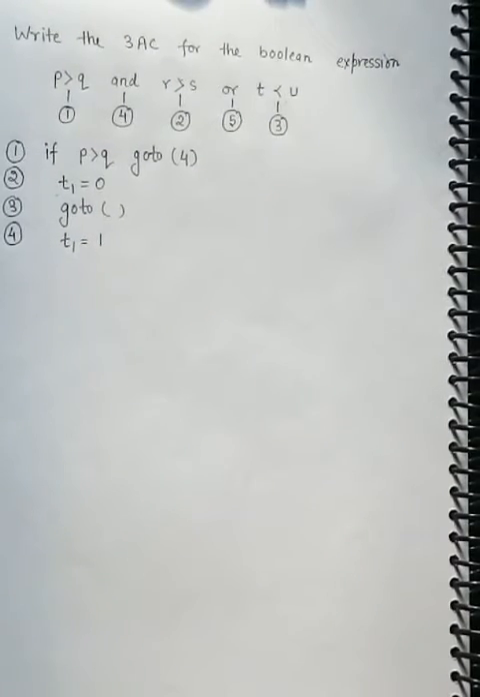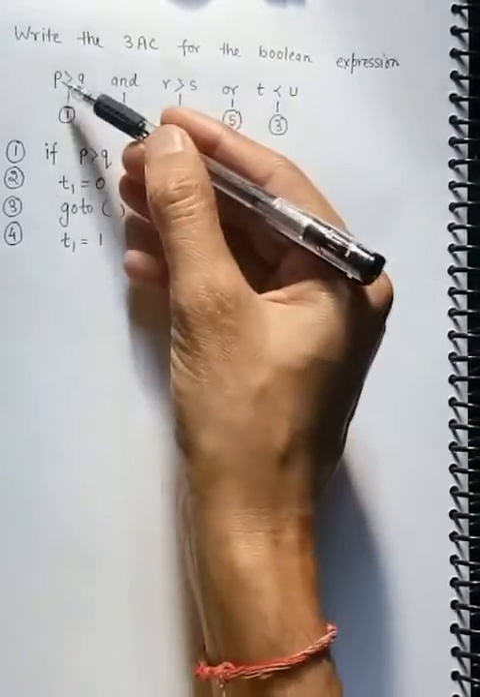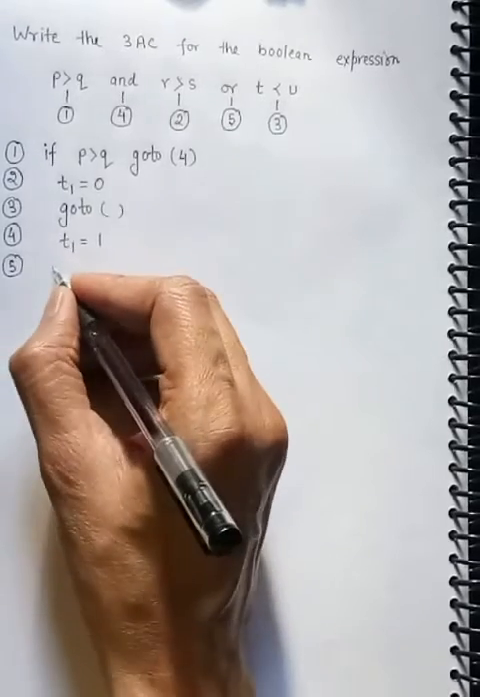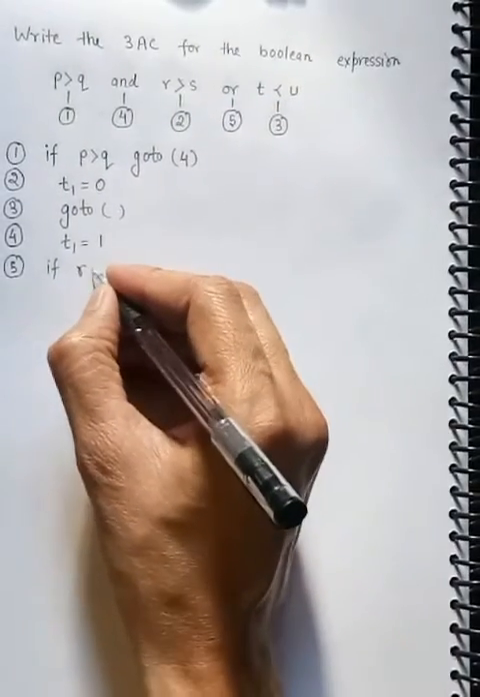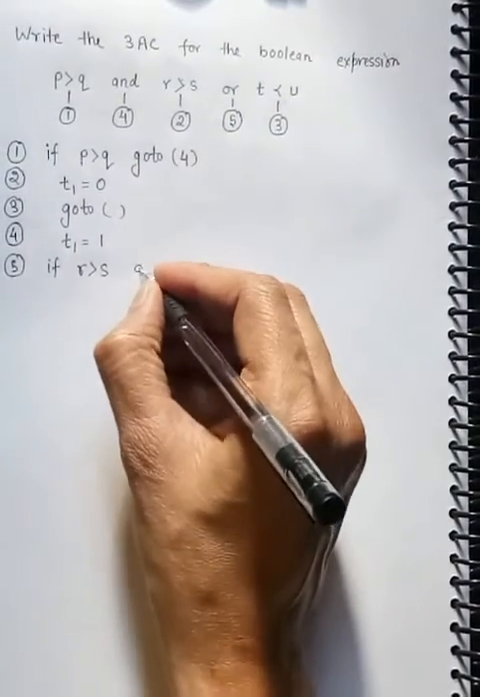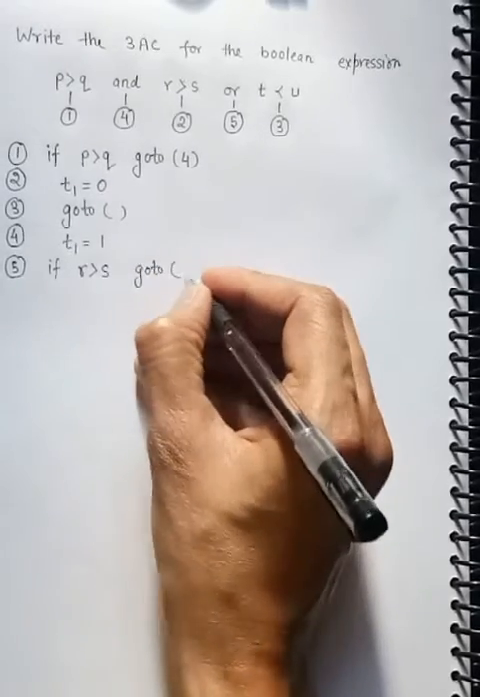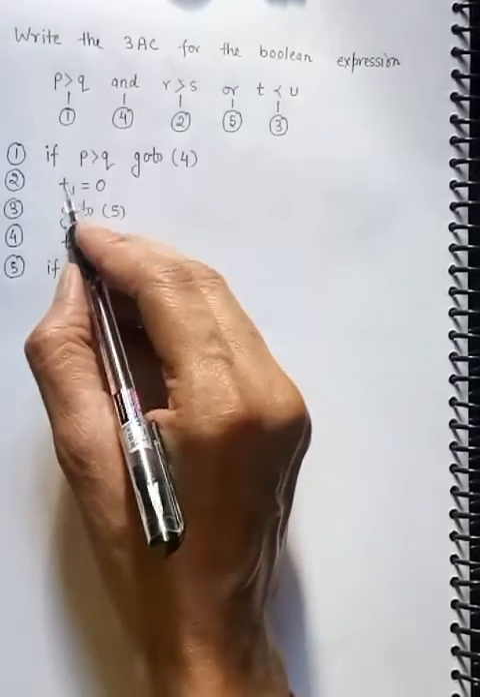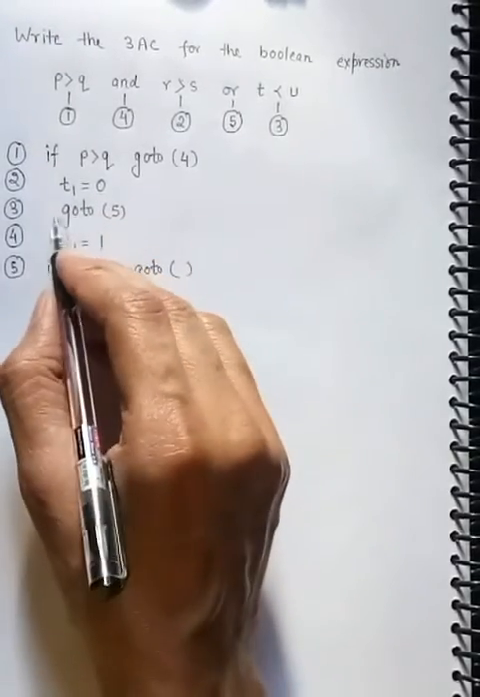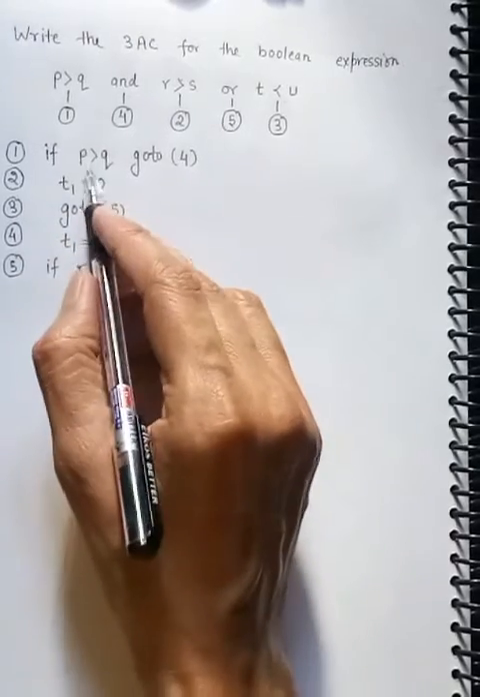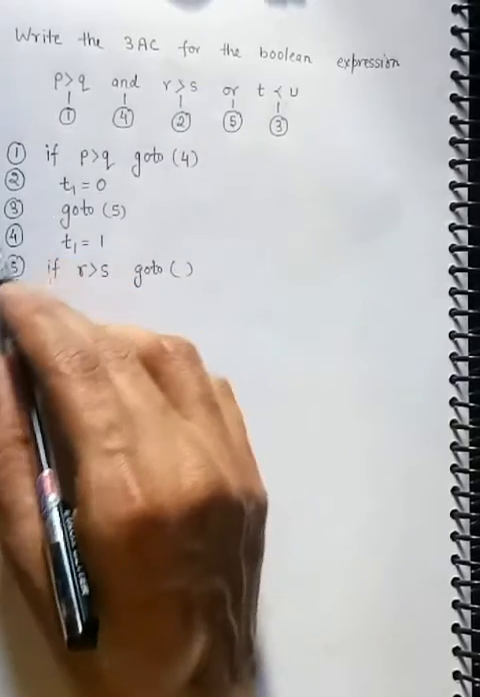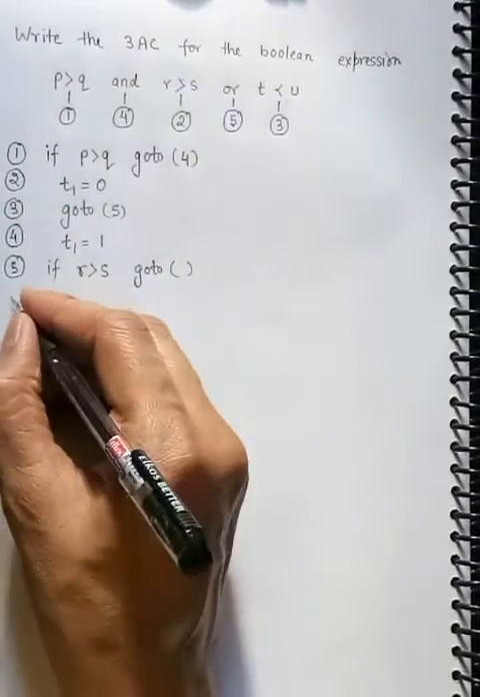So we will follow this system to evaluate the value of p greater than q. Similarly, we will evaluate another relational operator, r greater than s, and define its go to level. And here you will mention a level 5th, because after storing the value of t1 equals 0, your control moves here. Because if p greater than q is decided to be false, the result is t1 equals 0, and control simply moves to evaluate another expression.